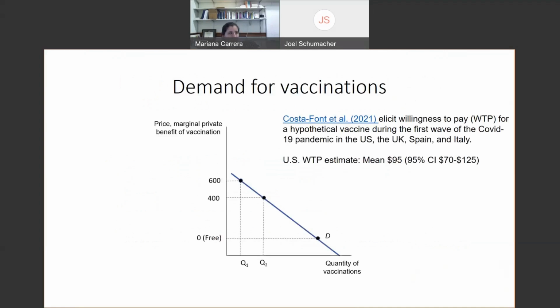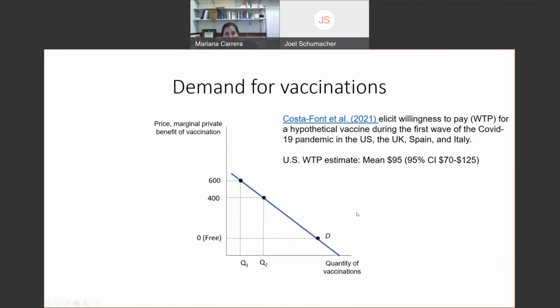So here's what demand for vaccinations might look like. This is just a toy graph I made showing that if it costs $600, even at that high price, some people would get it, but not very many. As the price goes down, more people are willing to accept a vaccination. Even at a price of $0, not everybody's willing to accept it, but we're closer to getting to full coverage.